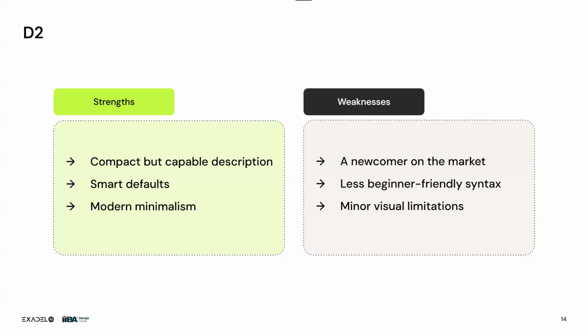Talking about weaknesses, the main drawback here is D2's newness. It's still unclear how well it integrates with Confluence and other platforms. From conversations with colleagues, it seems there are currently very few tools available for embedding D2 diagrams into documentation workflows. Unlike Mermaid and PlantUML, D2 syntax feels more geared toward people with programming experience rather than complete beginners. That said, this is mostly a matter of getting used to it.